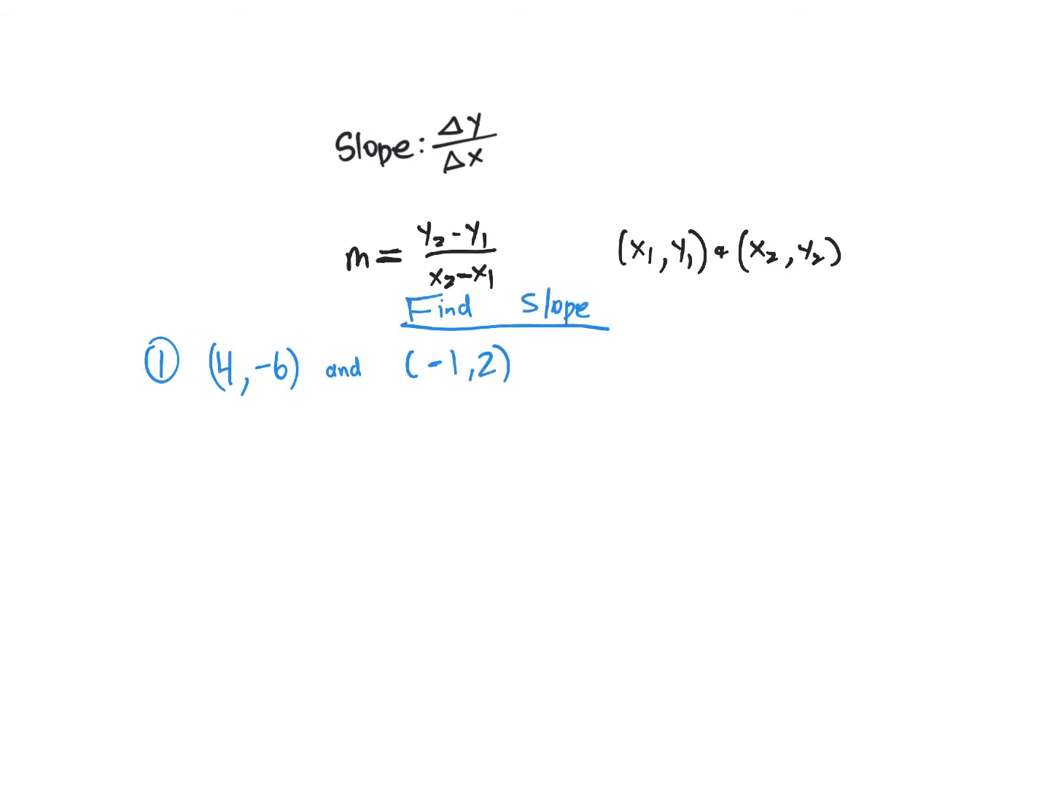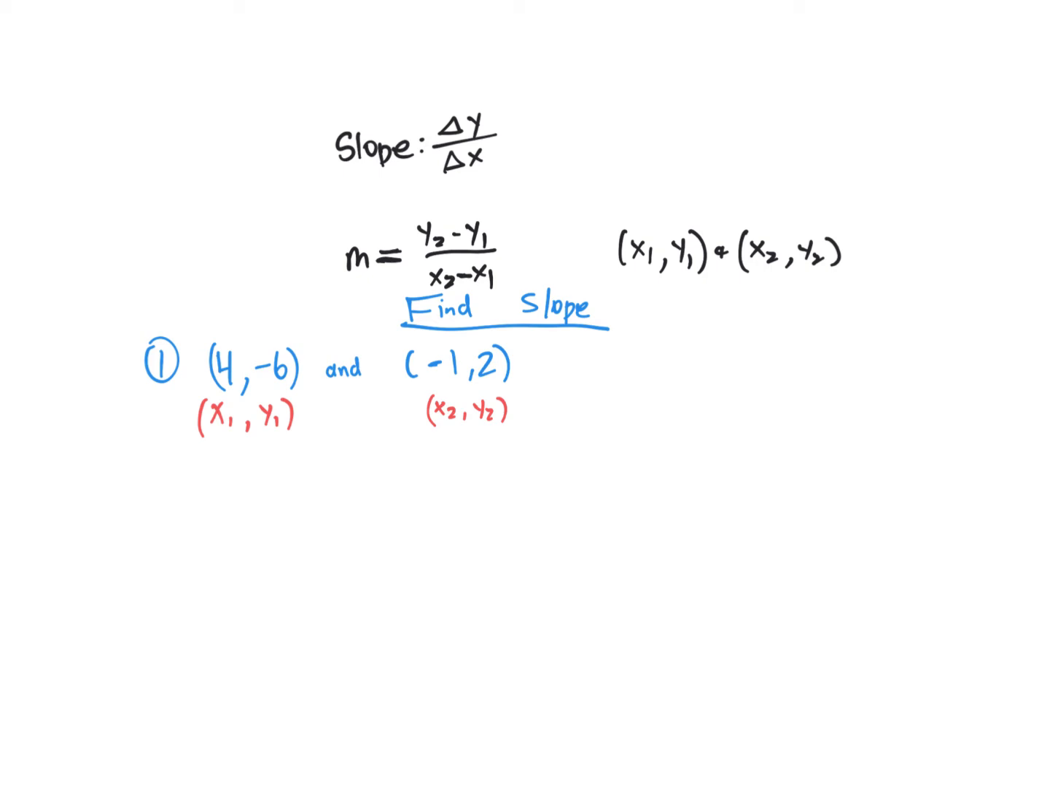So in this first problem here, if we're given 4, -6 and -1, 2 as our 2 points, and we're trying to find the slope, well, let's first label 4, -6 and -1, 2 as x sub 1, y sub 1, x sub 2, y sub 2. Does it matter if your first point is x sub 1, y sub 1, your second point is x sub 2, y sub 2? No, you could actually flip-flop these and you'd still end up getting the same answer. But I like to stay consistent, so I'm going to label the point that appears first as x sub 1, y sub 1, and the second point x sub 2, y sub 2.